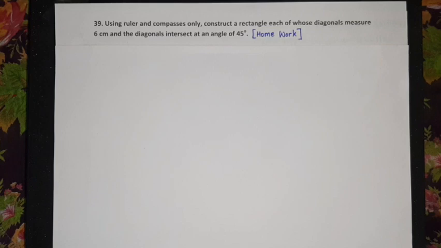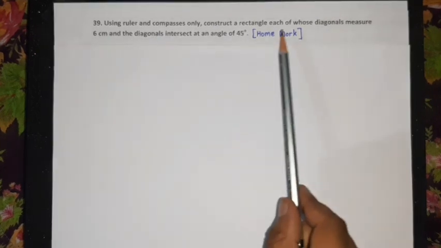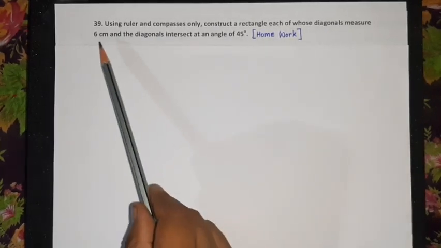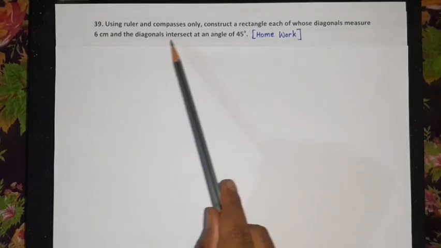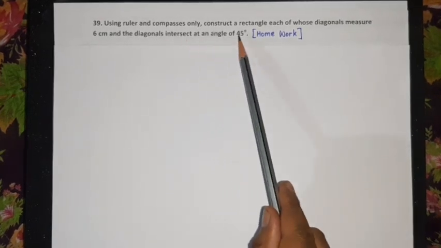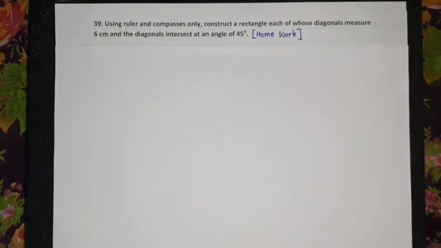Now there's a question on construction of a rectangle. The question says, construct a rectangle each of whose diagonals measures 6 centimeters, and we know that both diagonals of a rectangle are equal to each other. The measurement of both is given to be 6 centimeters, and the diagonals intersect at an angle of 45 degrees. That is, the angle of intersection of the diagonals of the rectangle is given to be 45 degrees.